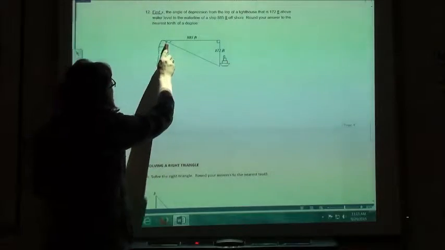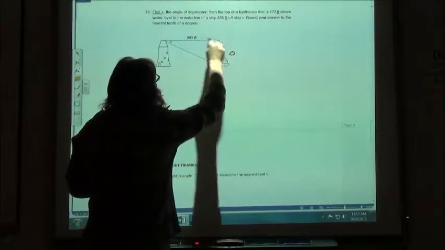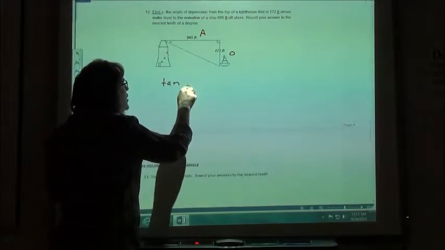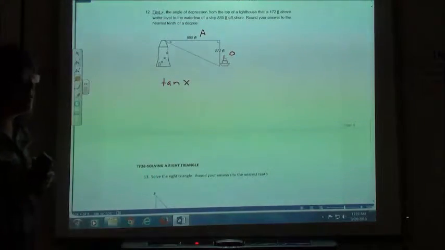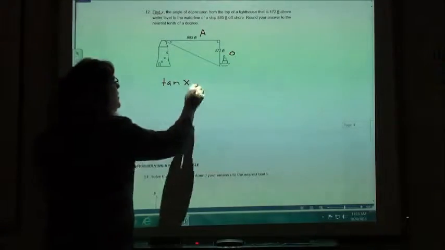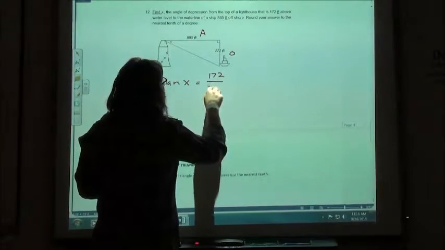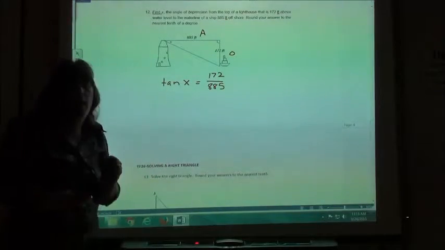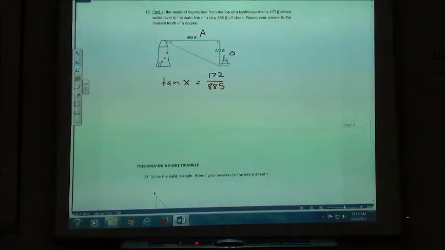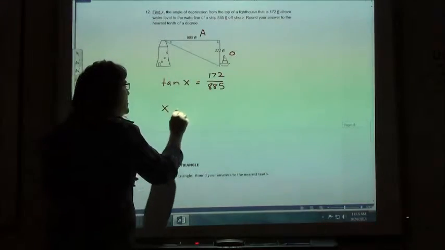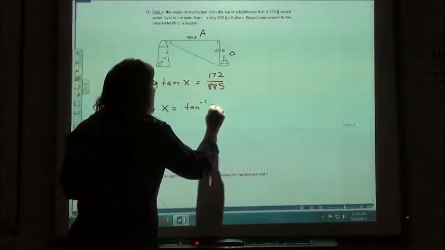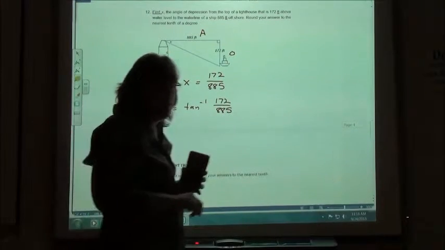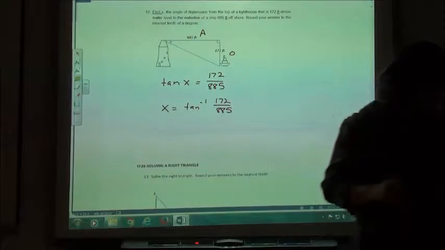So if I'm looking at this one, I have the opposite side and the adjacent side, so I would have to use tangent of x. Tangent is opposite over adjacent. So I have 172 over 885. Again, if I want to find the angle measure, I'm going to use the arc tangent or inverse tangent. So x is equal to the inverse tangent of 172 over 885. And then I'm going to use my calculator to solve that.